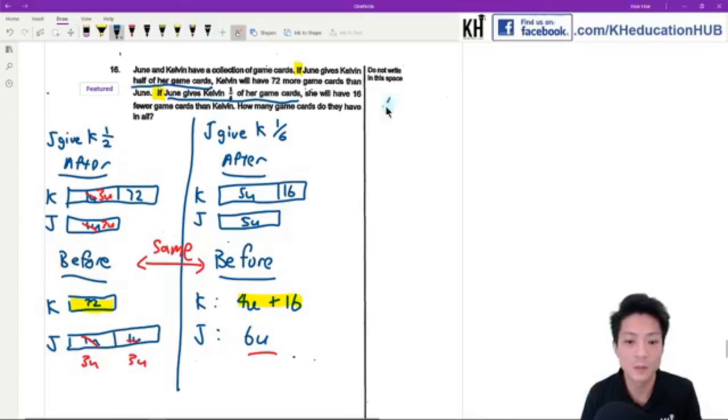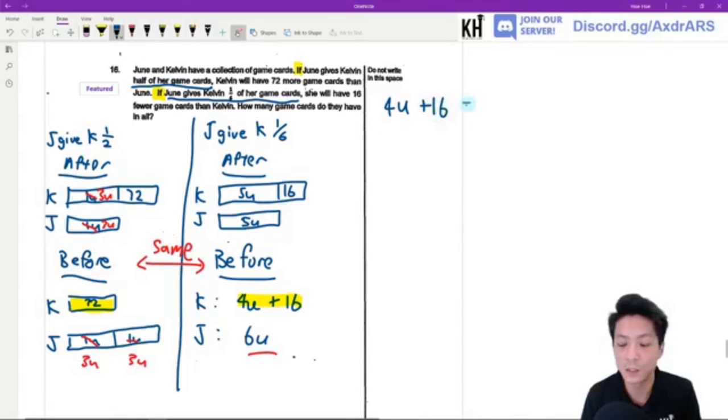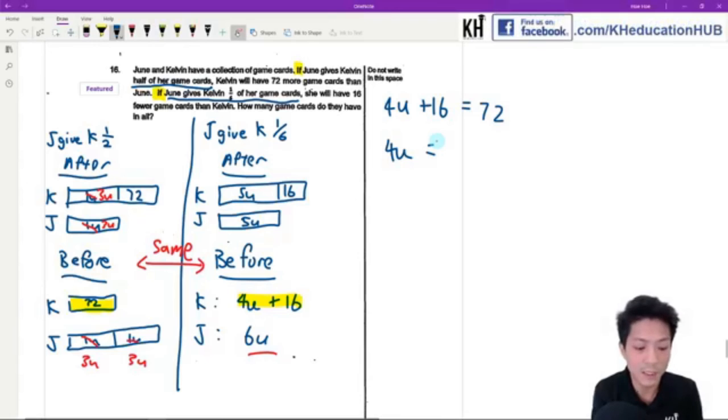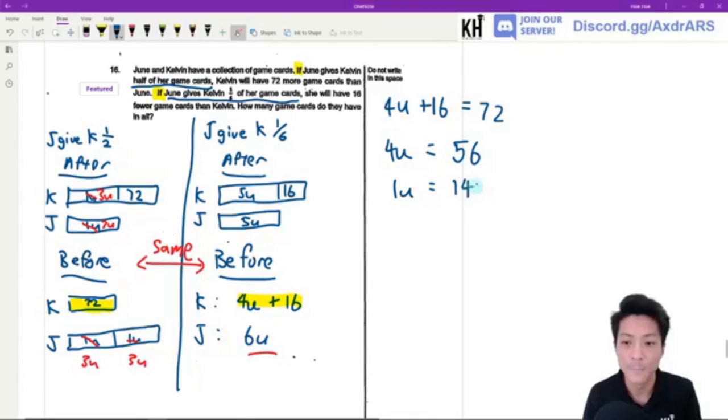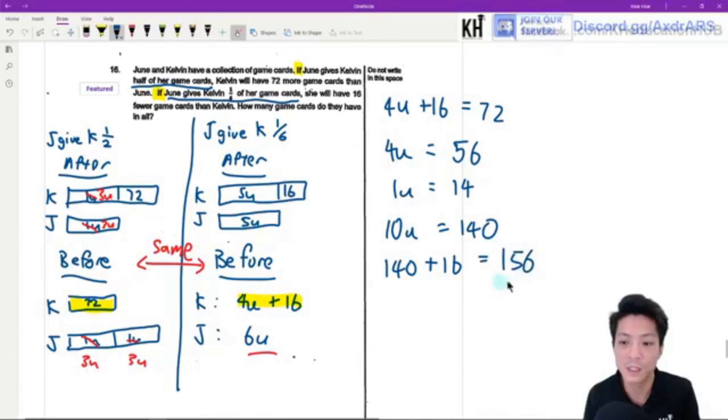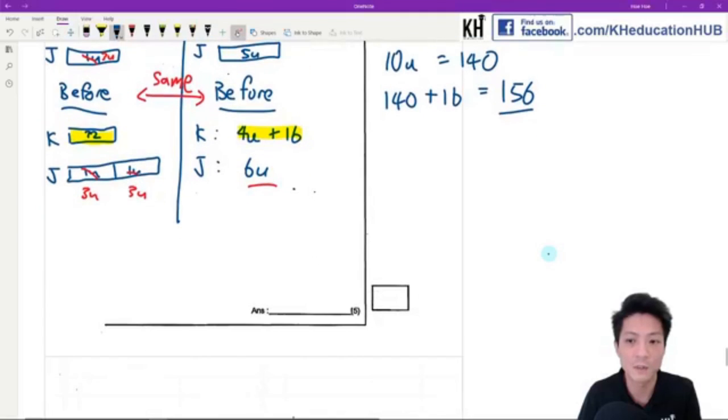So I'm going to write down 4 units plus 16 is equal to 72, which means 4 units is 72 minus 16, 56, and 1 unit is 14. The question is asking how many game cards they have in all. So in all, I'm going to find what 10 units is, and add another 16. 10 units is 140, so 140 plus 16 will be 156. So this will be the answer for this question.